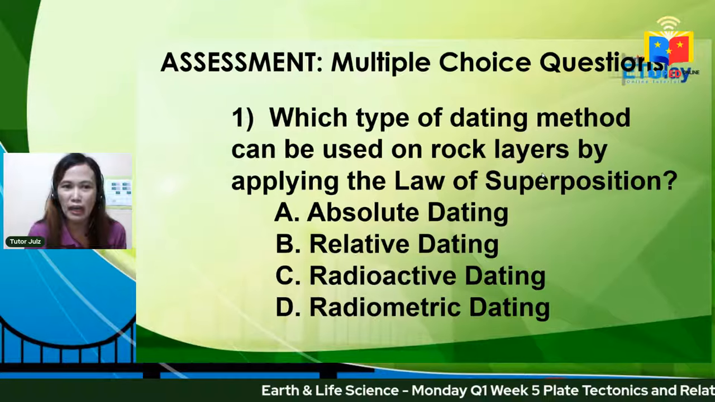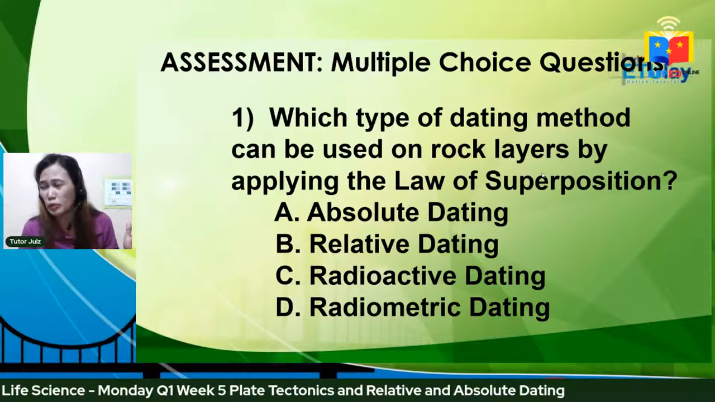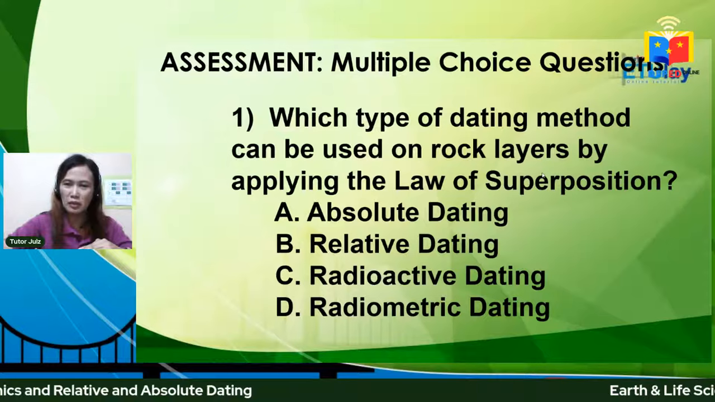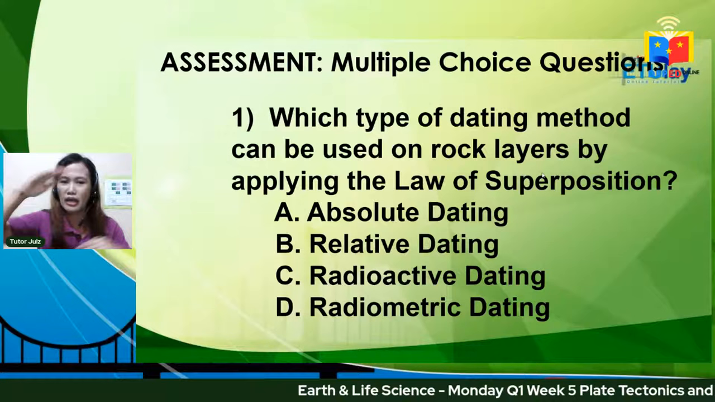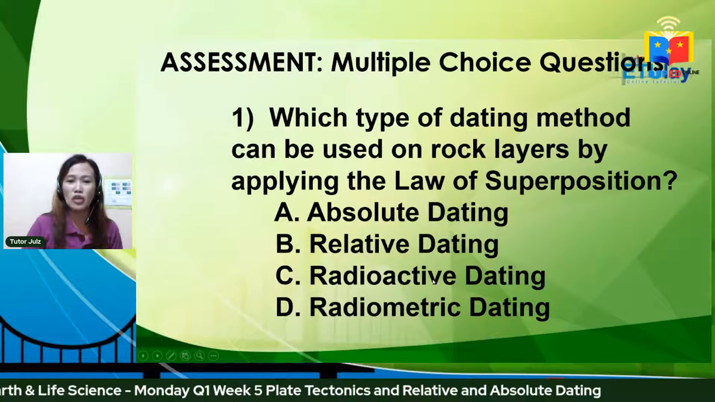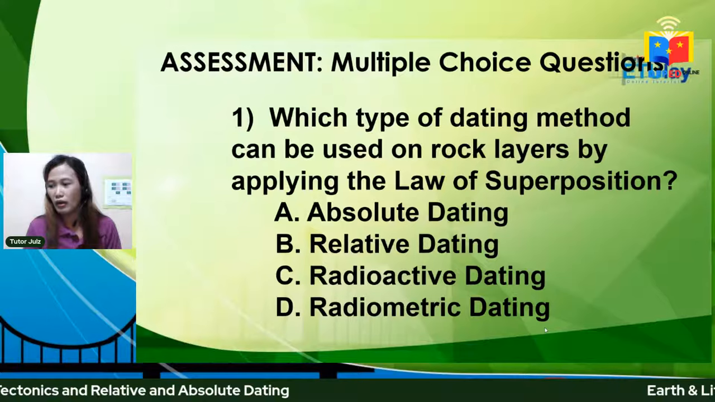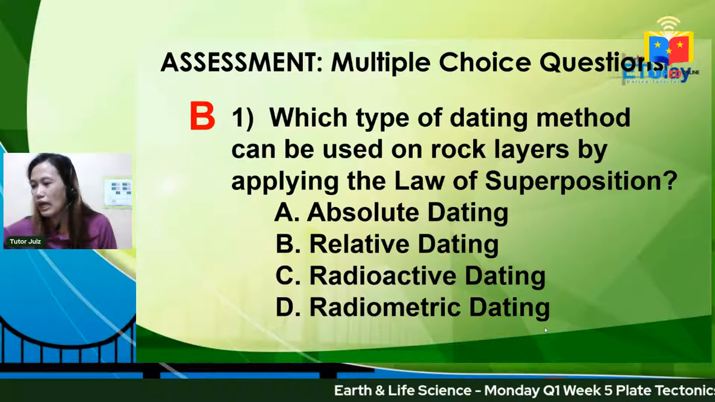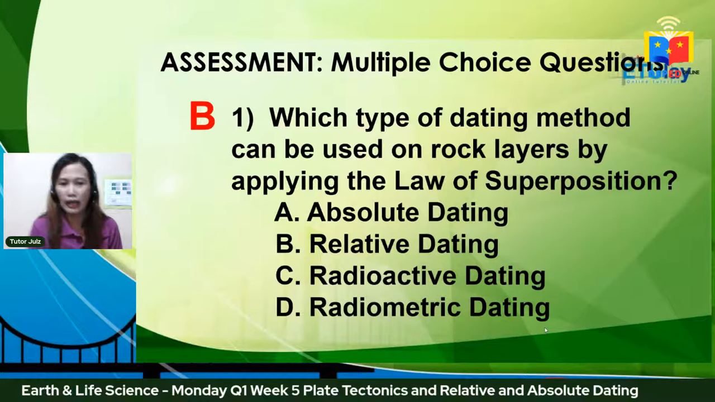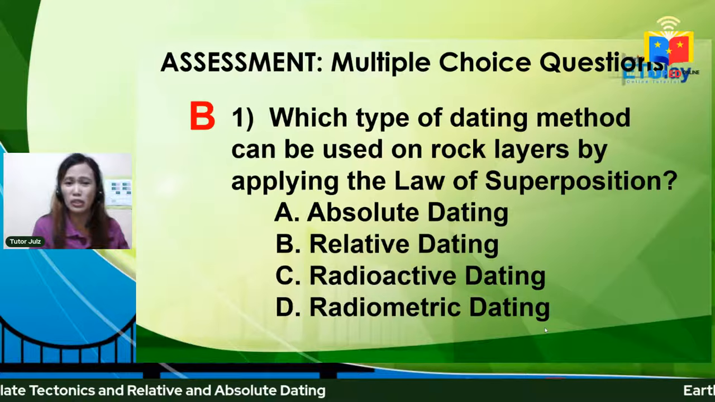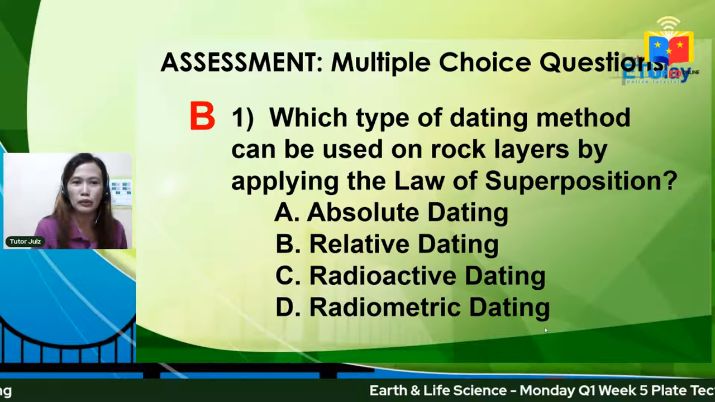Which type of dating method can be used on rock layers by applying the law of superposition? Can you still remember what is superposition? The layer, okay? Based from the superposition, yung nasa baba, that is the oldest, and then yung nasa taas, that is the youngest. Is that absolute dating? Is that relative dating? Is that radioactive dating? Or radiometric dating? So is there a specific number? It's letter B. You are right, Adrian. You are right, Gonzaga, Elizabeth, Patricia, Delena. Okay, yung iba, yung absolute dating is specific. Same also with the radioactive dating and the radiometric dating. Specific yung mga yan, okay? So, they apply the law of superposition, the relative dating.